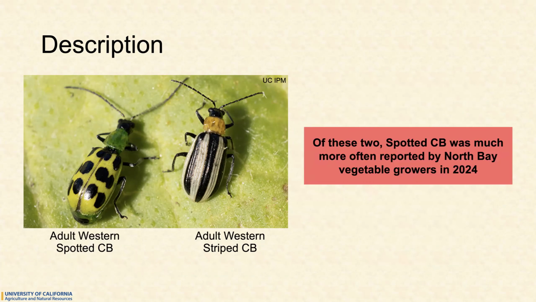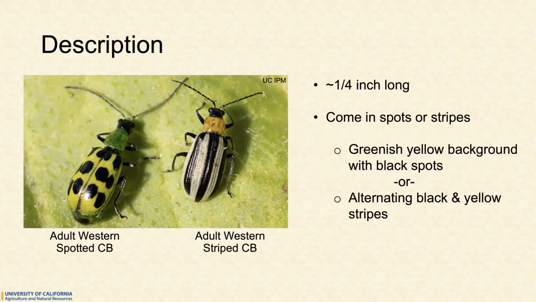And of these two, spotted cucumber beetle was much more reported by North Bay vegetable growers and flower farmers last year. So I'm going to focus a little bit more on the spotted one, but they both share a lot of characteristics and a lot of similarities. There are a couple small differences in behavior and preferences, but overall, there's a lot of overlap between these two cucumber beetles. They're both about a quarter inch long in size.